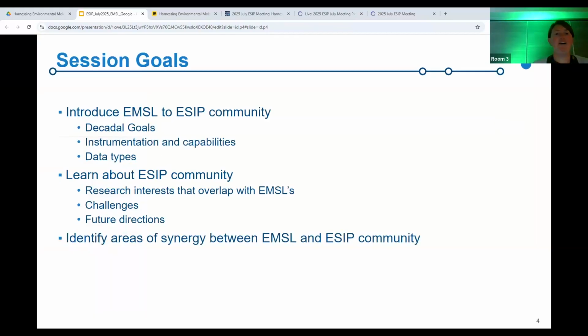Okay, so with that, we have three main goals for this session. One, to introduce EMSL to the ESIP community, including talking about some of the science we do and the resources that we offer. Two, learn about the ESIP community and what your interests are. And then three, identify synergies between EMSL and ESIP.